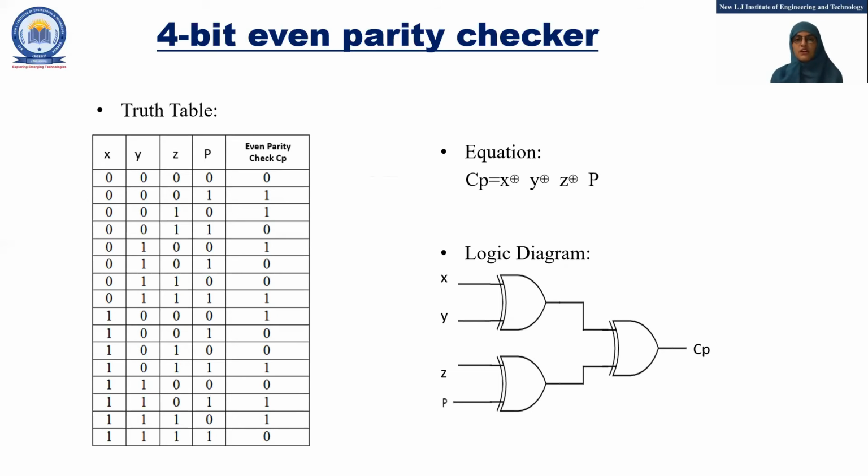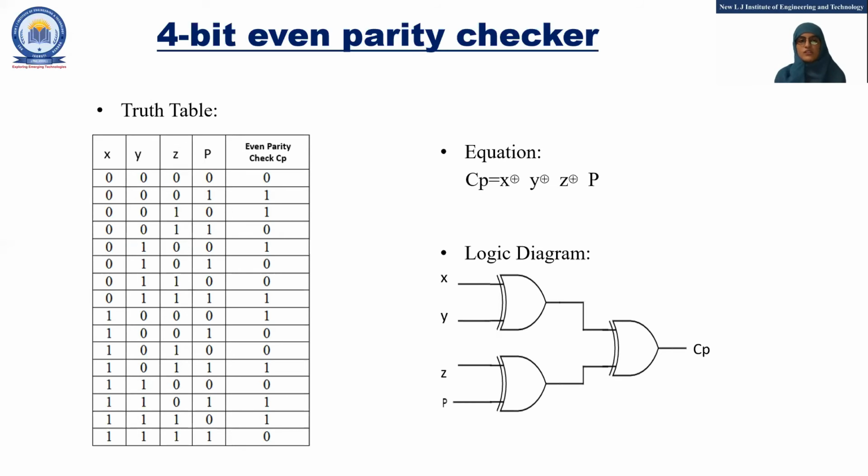Now this is the truth table of 4-bit even parity checker. This parity checker will check whether this whole message, which is X, Y, Z and P, has even number of ones or not. So when there is even number of ones, it means that there is no error, and when there is odd number of ones, it means there is error. For no errors, we will write 0, and for errors, we will write 1. So the first case, which is 0, 0, 0, 0, the even parity will be 0 because the message has even number of ones.